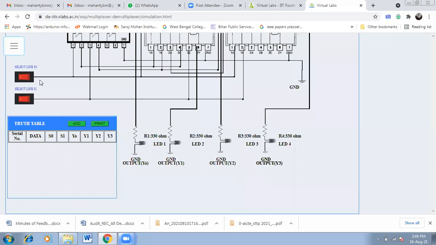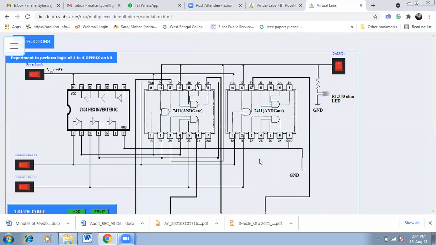These are the select inputs. If you apply 0 0, that means Y0 will be selected. If you apply 0 1, Y1 will be selected. If you put 1 0 here, then output Y2 will be selected. If you give all the selectors high values, then it will select Y3. So let us see the operation. Here also the 7404 inverter NOT gate and 7411 3-input AND gates are used.